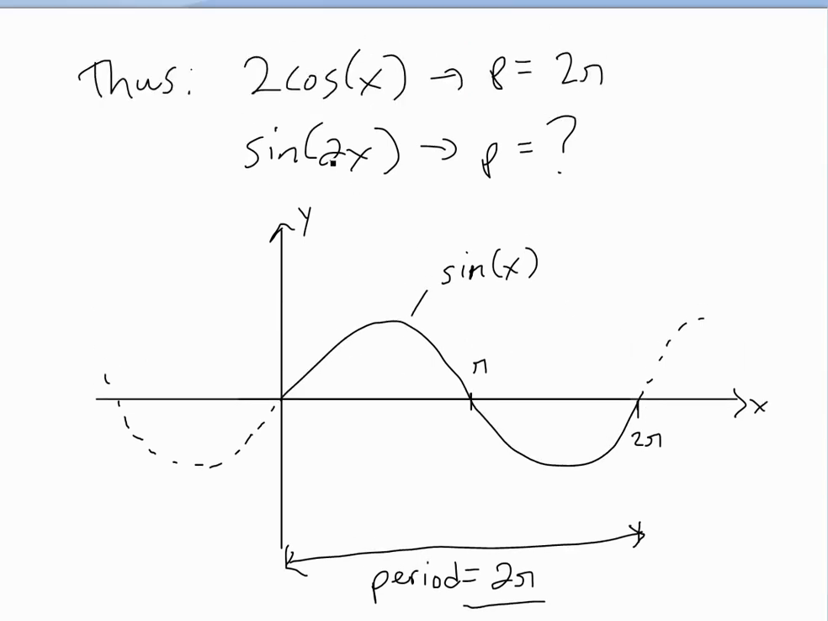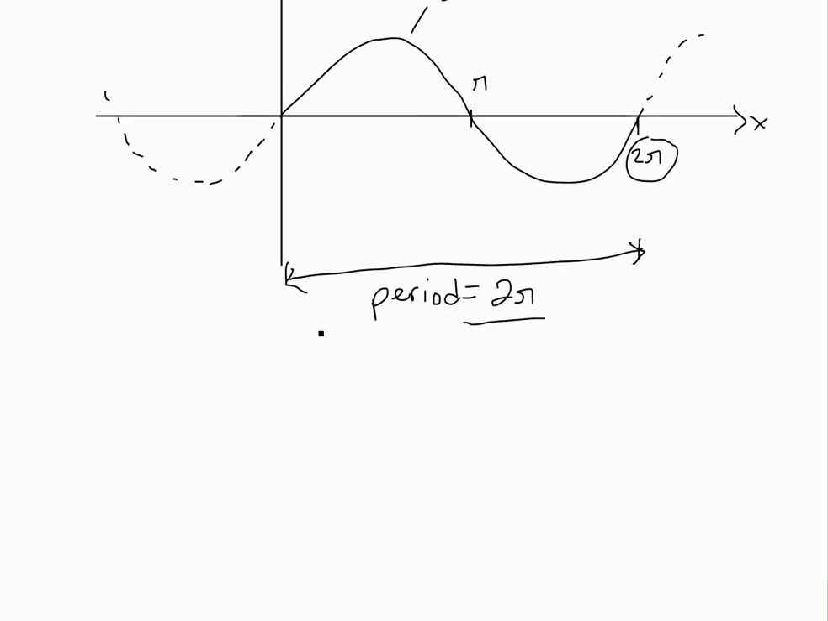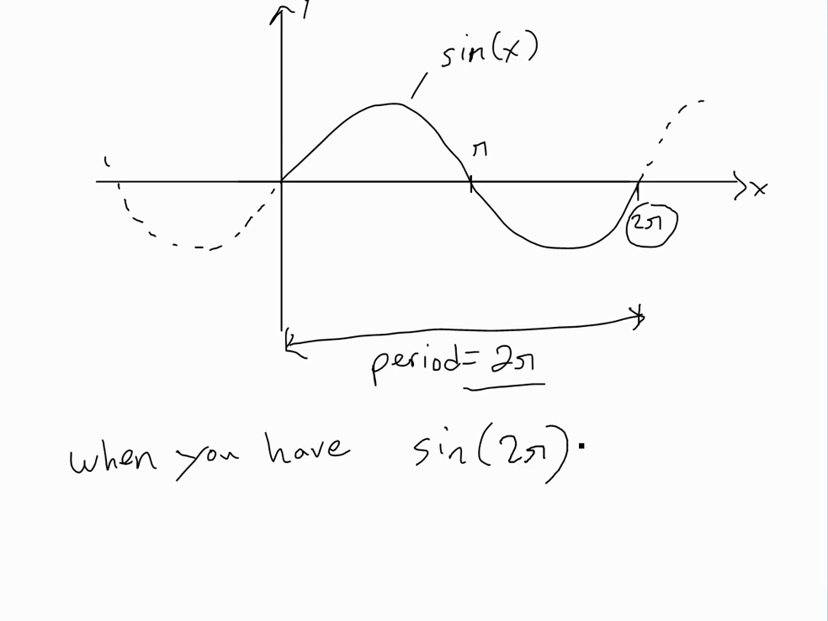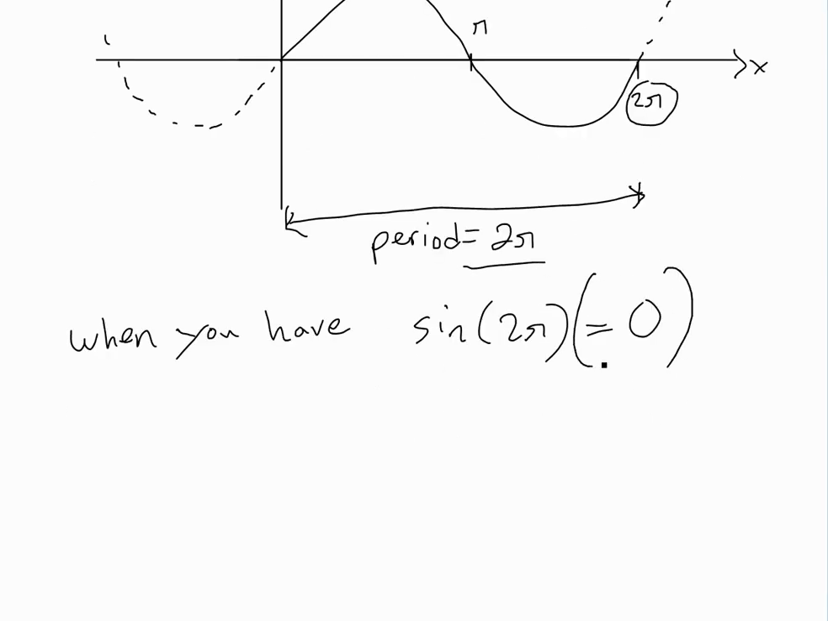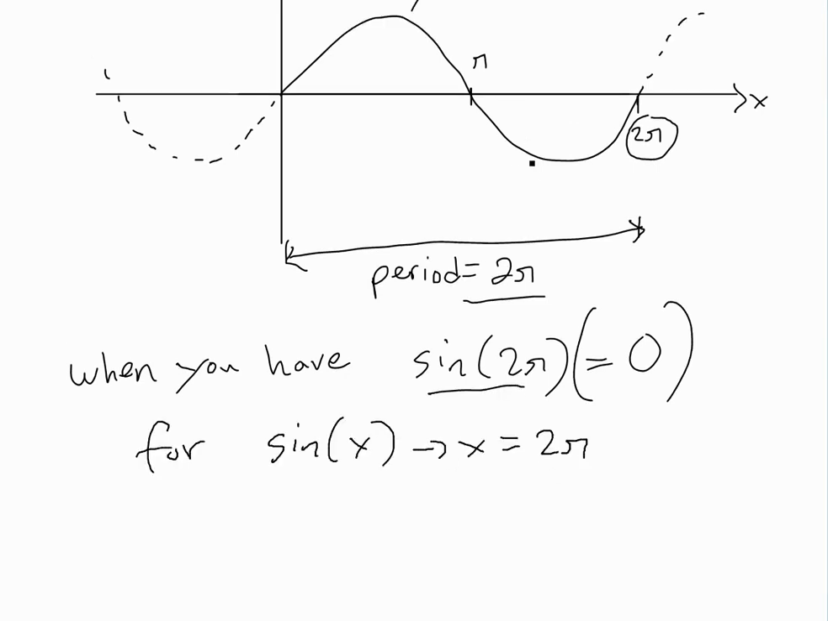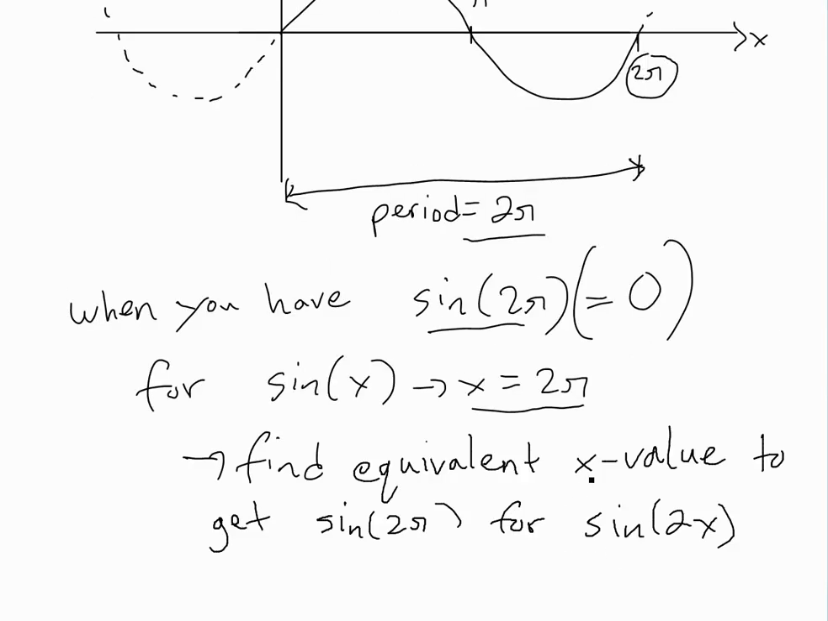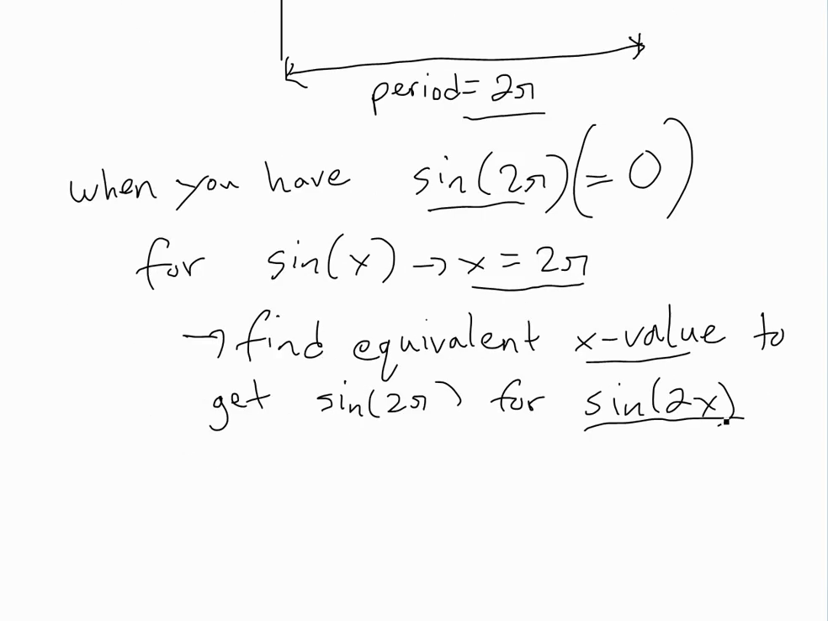Now, how does this 2 affect the period? Let's look at when the sine has the value of 2 pi inside. From this you can find the period, and you know the y value is going to be 0 here. For the graph of sine of x, this is just when x is equal to 2 pi. Now all we have to do is find the equivalent x value to get sine 2 pi for the function sine 2x.